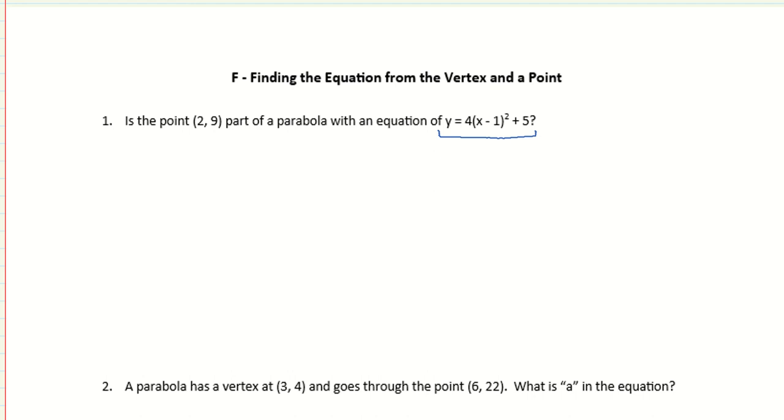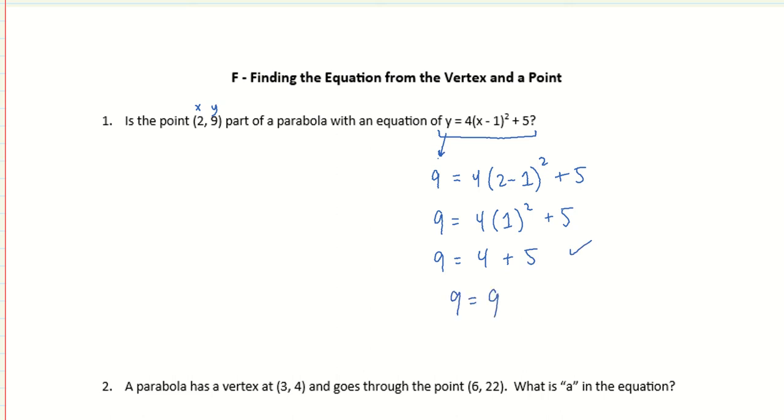So if y is 9, okay, right? So we've got our x coordinate and our y coordinate. So if we plug in 9 for our y and 2 for x, and we carefully work this out, 2 minus 1 is 1, squared. Well, 1 squared is just 1, and 4 times 1 is 4, plus 5. So 9 equals 9. So that's a true statement. Plugging in that point did make a true statement, so the point is on the parabola.